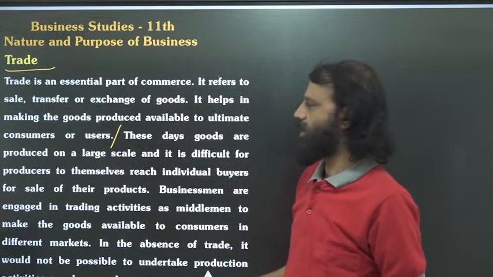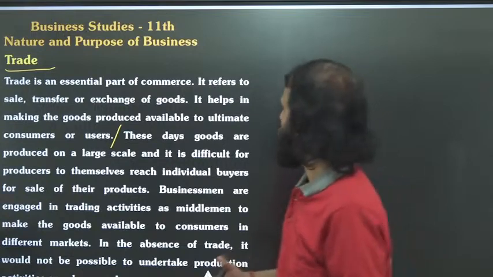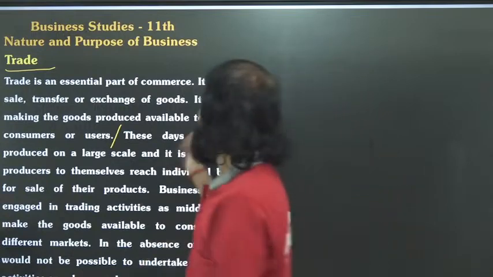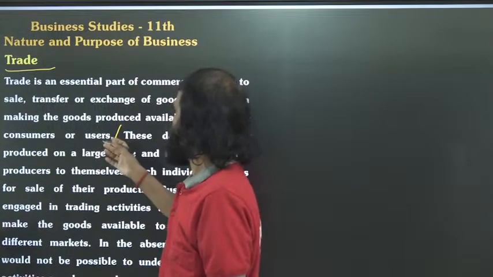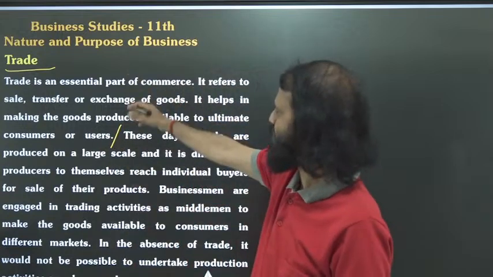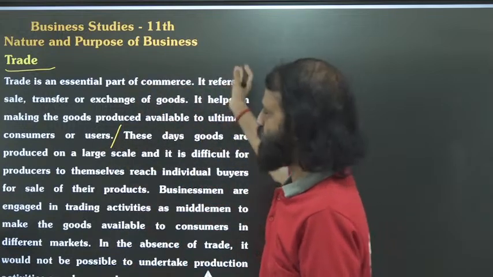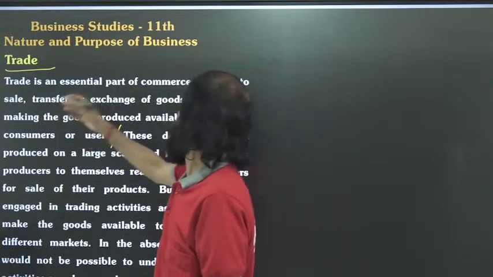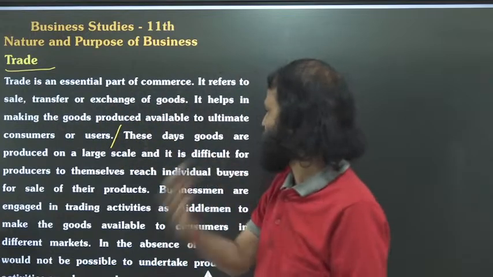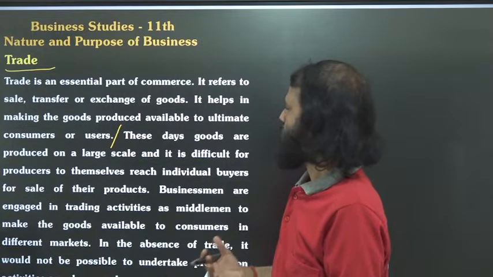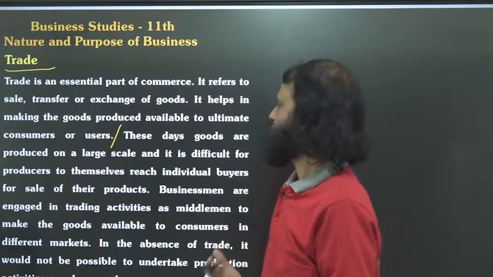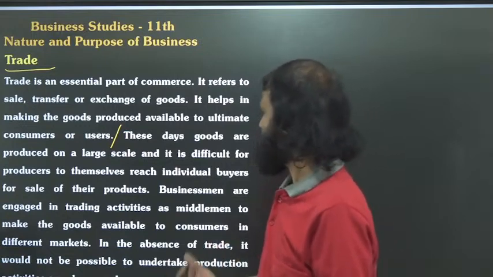Actually, what is happening in trade? Trade supplies goods in time to the consumers and the users. Trade is an essential part of commerce. It refers to sale, transfer or exchange of goods between the trader and the consumer.